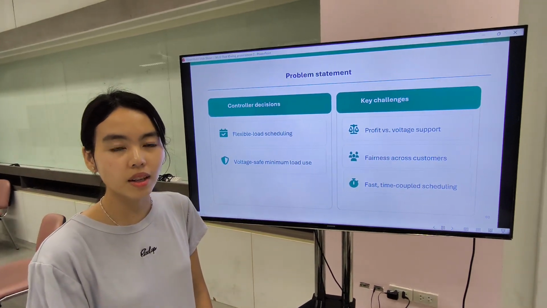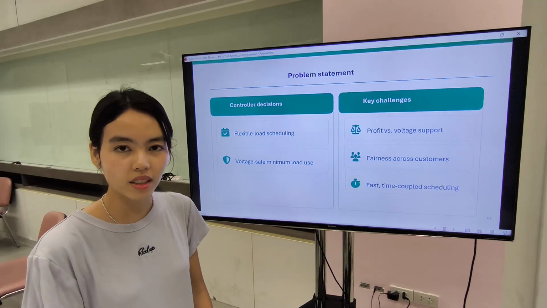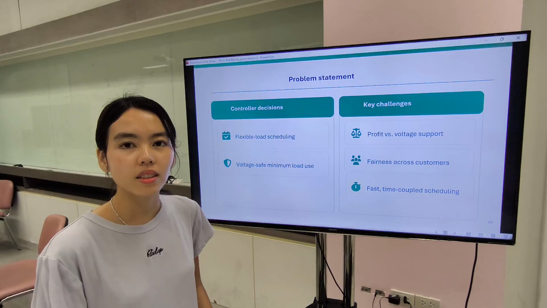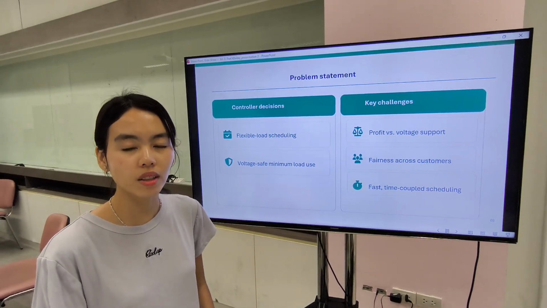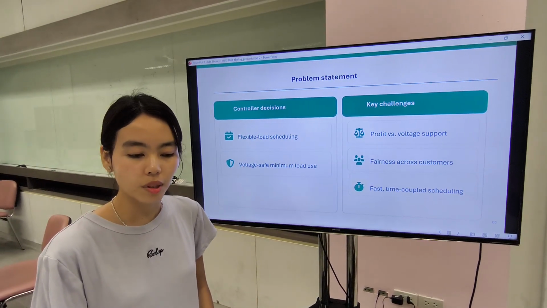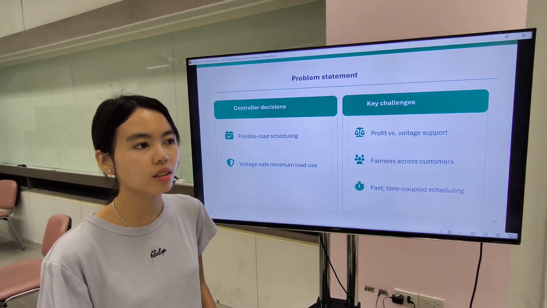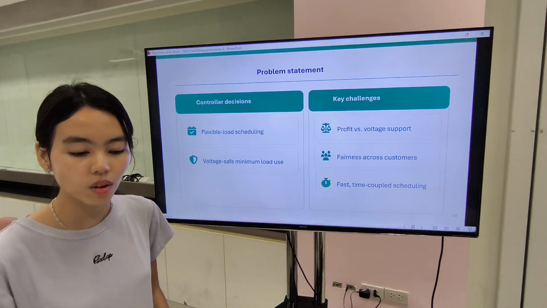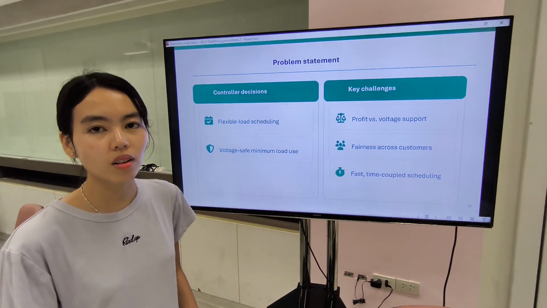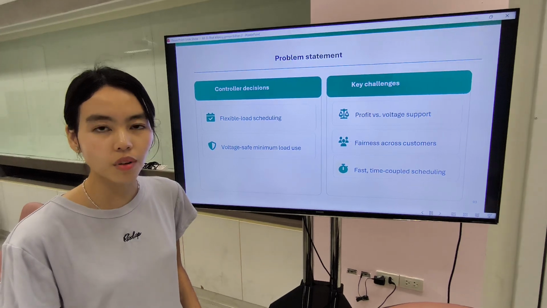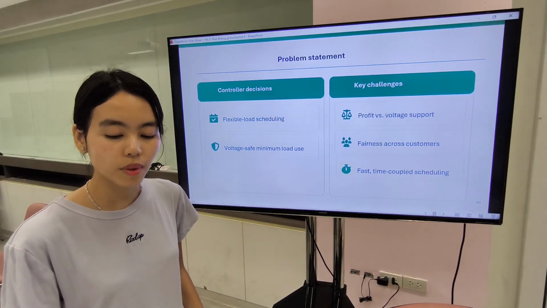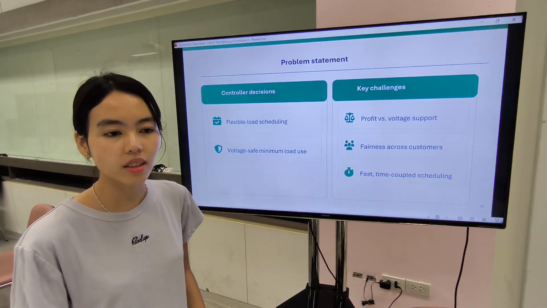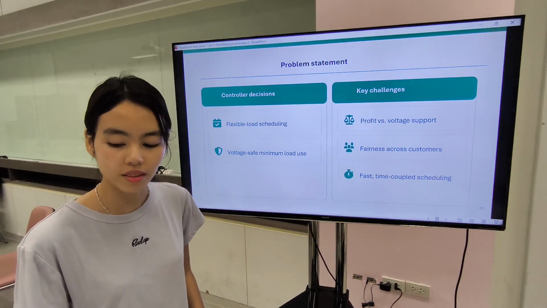This is the problem statement, and it includes three main challenges. The first one is that profits and voltage control need to be balanced, and secondly, fairness is important across all customers because customers at the end of the feeder should not carry more burden, and lastly, the control must be fast because it works in real time. And for the controller decision, it has to make flexible load scheduling, and it has to choose the minimum load needed to keep the voltage at a safe level.